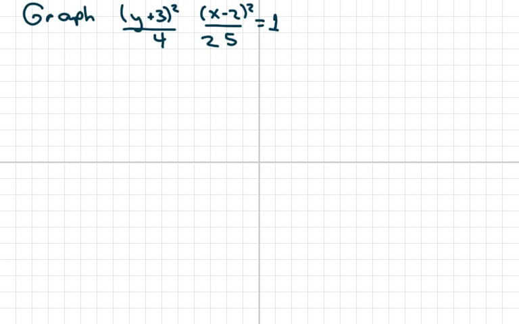Hi everyone, we're going to graph this hyperbola. We know it's a hyperbola because of the negative here. And the first thing we're going to do is get our center. Our center is our (h, k). In this case, it's going to be (2, -3).